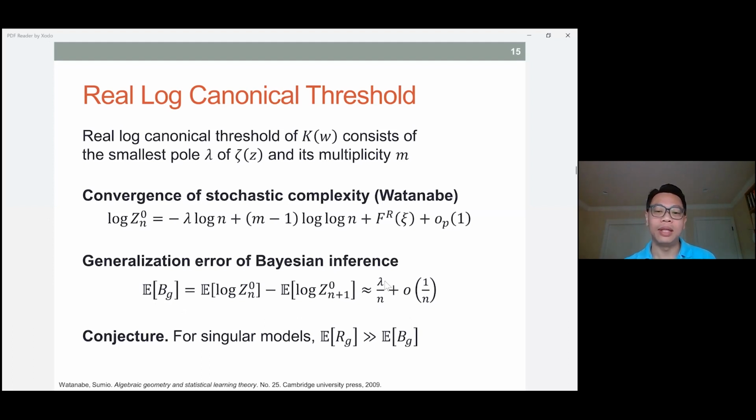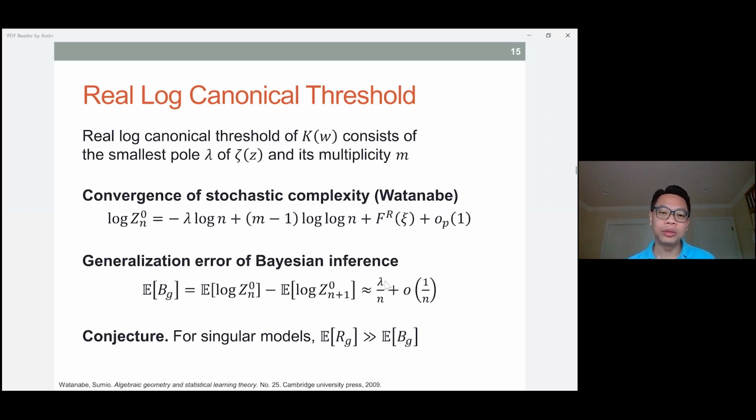And so, in other words, for Bayesian inference, for using Bayes' law to update your posteriors, your beliefs, the generalization error is basically the real log canonical threshold divided by n. This is an amazing result. It shows you that there's a deep connection between learning and algebraic geometry, the structure of singularities, because these real log canonical thresholds are being studied in complex algebraic geometry all the time.